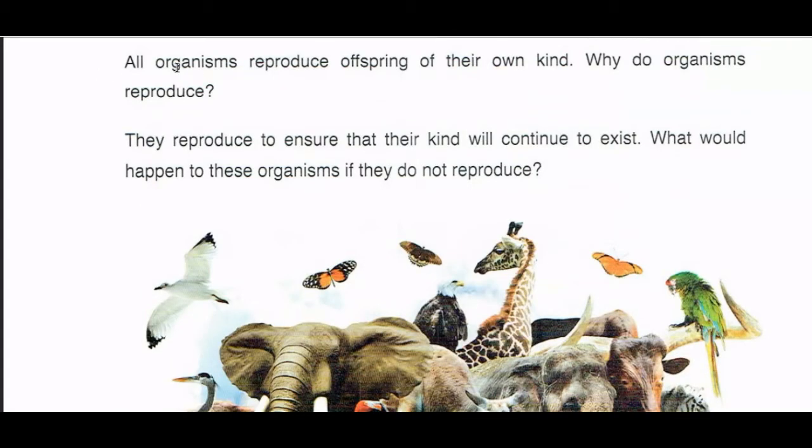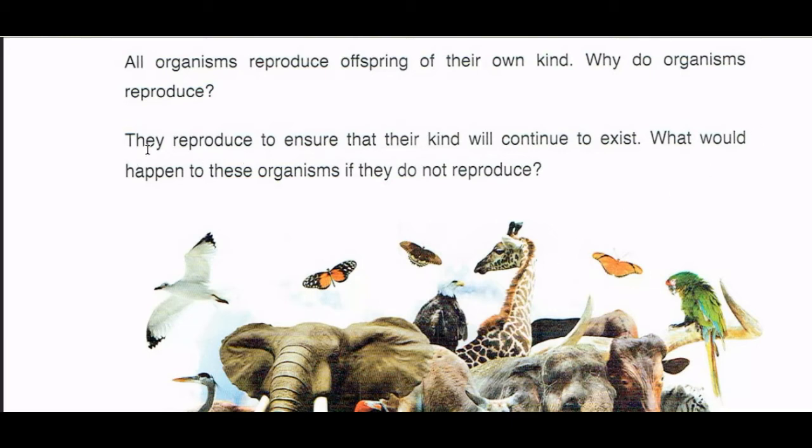So all organisms reproduce offspring of their own kind. What does it mean, of their own kind? Elephants get offspring elephants. It means baby elephants. Birds get baby birds. Giraffes get baby giraffes. But why do organisms reproduce? Reproduce means, why do they make babies? Yeah, it's clear. If we people stop making babies, in 100 years there are no people anymore. So we make sure we stay as human on Earth.